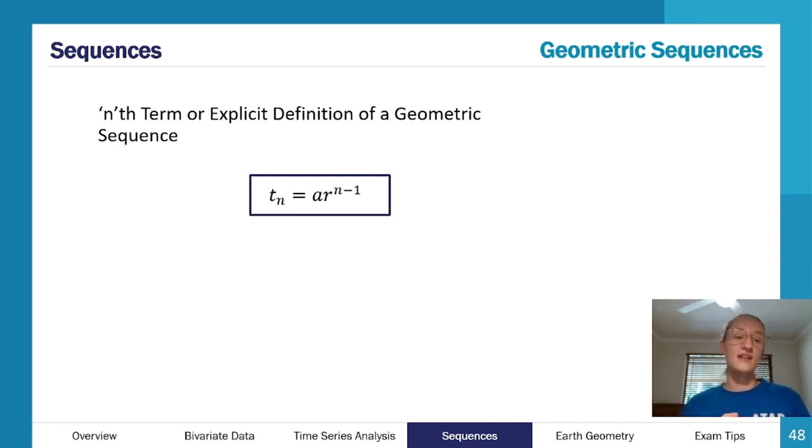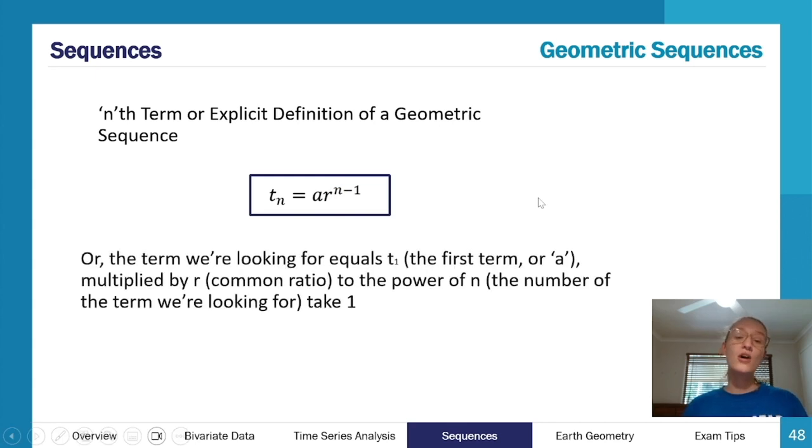This is where we use the nth term or the explicit definition. So Tn is equal to A, which remember, that's the same as T1, our starting point, multiplied by R, our common ratio, to the power of n take 1. Or, like we said, that's putting it into words.